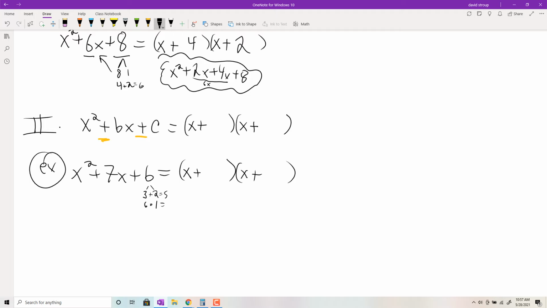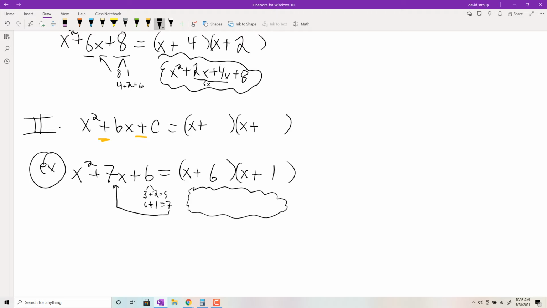So 6 times 1 is 6, but 6 plus 1 is 7, and that's what we want. We want the outer and inner to give me 7, so it must be 6 and 1. And you always check these in your brain, okay? You could check it, you could write it out, but if you're doing your checking, you're not going to miss the question on the test, because it'll definitely be correct.